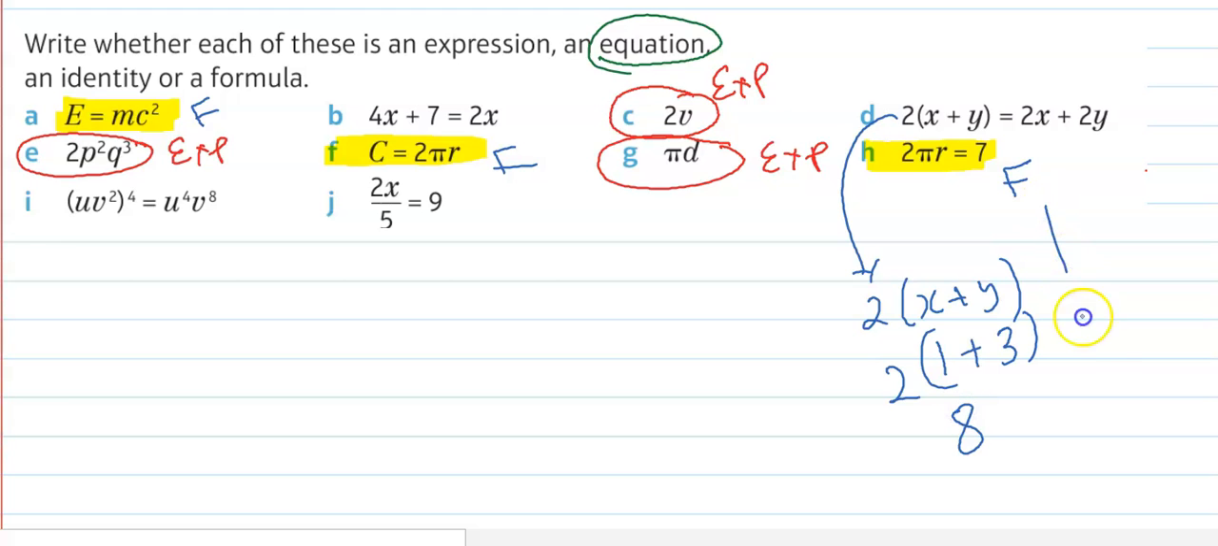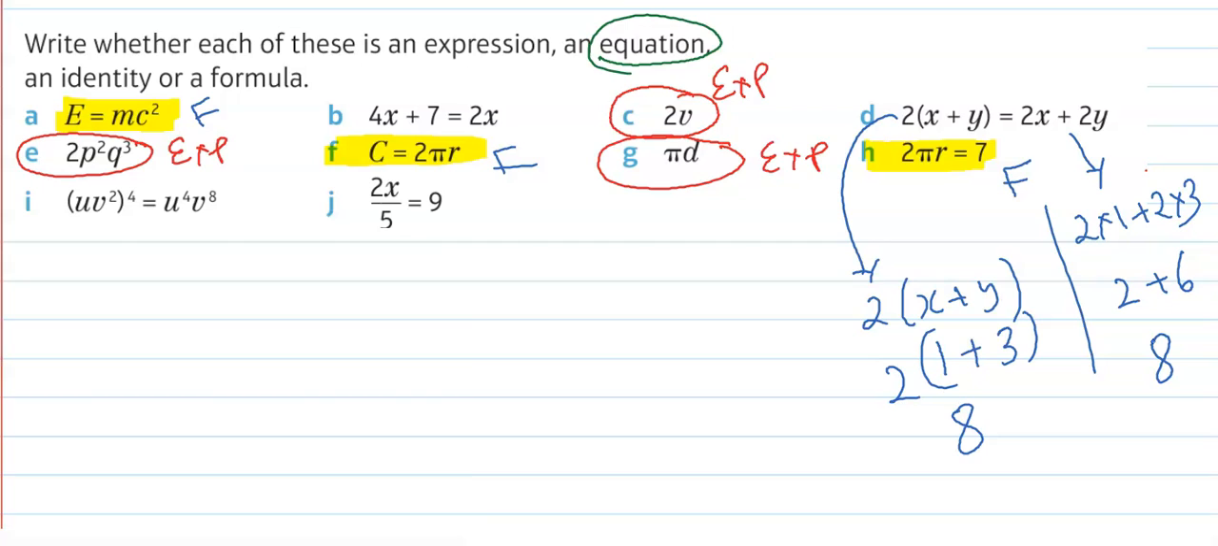If you put x is 1 and y is 3 on this side, it is 2, and 3 times 2 is 6. 6 plus 2 becomes 8. So an identity is always equal. Left hand side equal to right hand side for any values of x and y, p, q, r, s, anything.